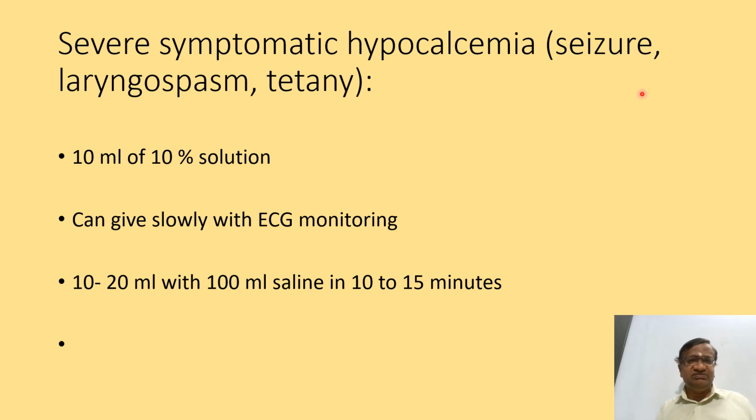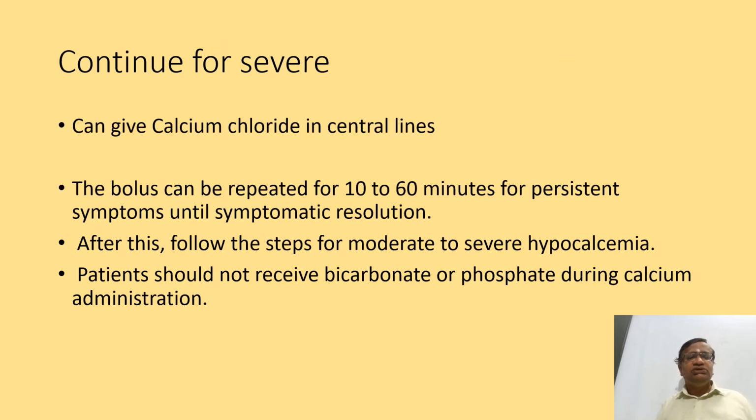Severe symptomatic hypocalcemia: seizure, laryngospasm, tetany. So when the patient is having severe symptomatic hypocalcemia, laryngospasm, you should give 10 ml of 10%, maybe up to 20 ml, over a period of 10 to 20 minutes. Finish it off within 10 minutes, that means 1 ml per 1 minute. Maybe up to 20 ml, half a minute per 1 ml. When the patient is in laryngospasm, you can give calcium chloride in central lines.